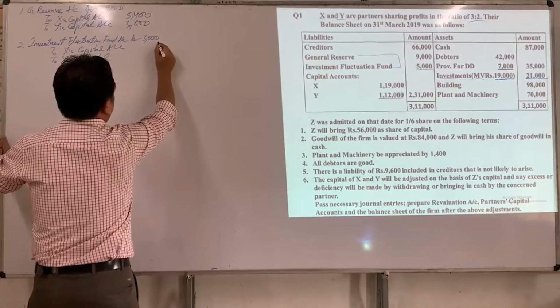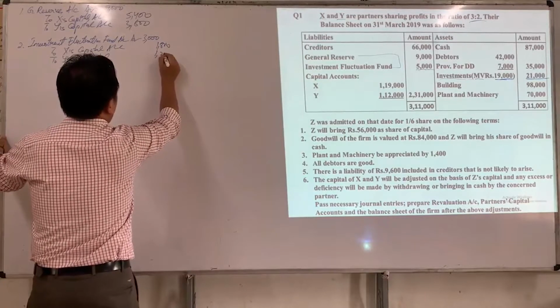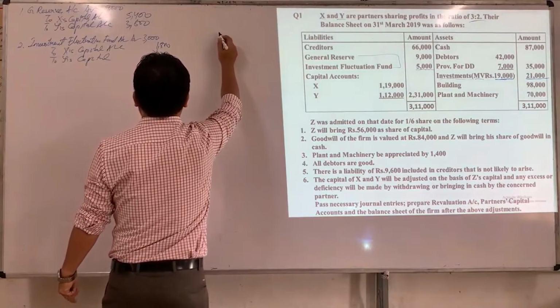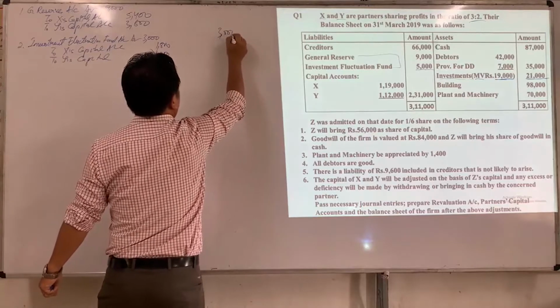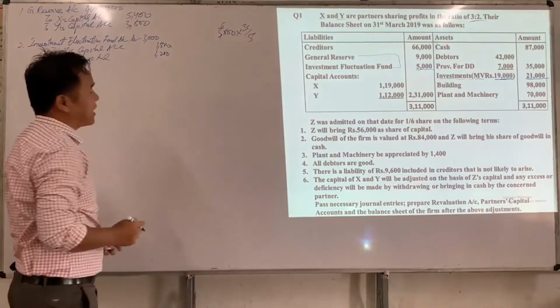So how much will X get? Yes, X will get 1,800, and Y will get how much? 1,200. Since 3,000 should be transferred to the capital accounts of X and Y in the ratio 3:2, 3,000 multiplied by 3 by 5 is 1,800.